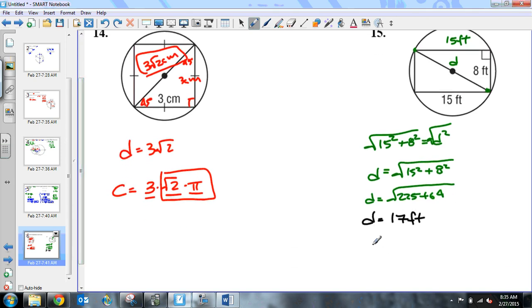Now for our circumference, we would take that number 17 and multiply it by pi. Okay, and that would be in feet. This would be in centimeters. Okay, so that is my exact circumference, because that is in terms of pi. Okay, pi is an exact value. 3.14 is an approximation.